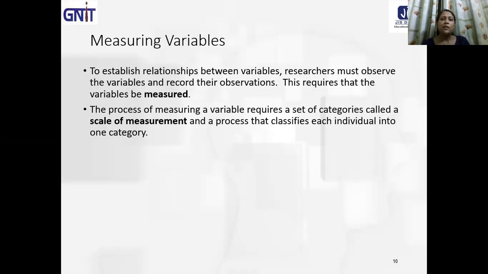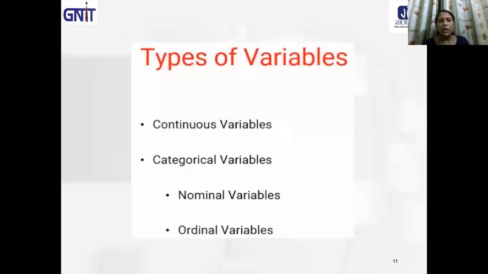So moving to the next slide, here we can see the topic measuring variable. So what is measuring variable? To establish relationships between variables, researchers must observe the variables and record their observations. This requires that the variables be measured. So, the process of measuring a variable requires a set of categories called scale of measurement, and a process that classifies each individual into one category. So, scale of measurement actually classifies each individual into one category.